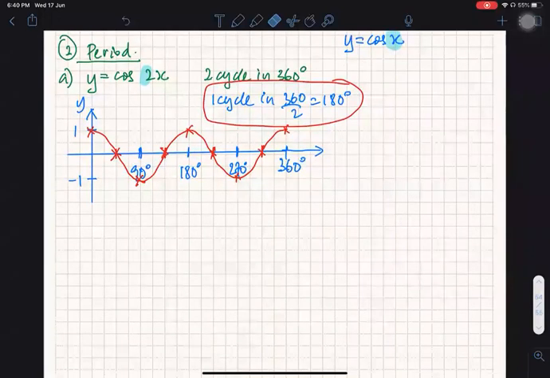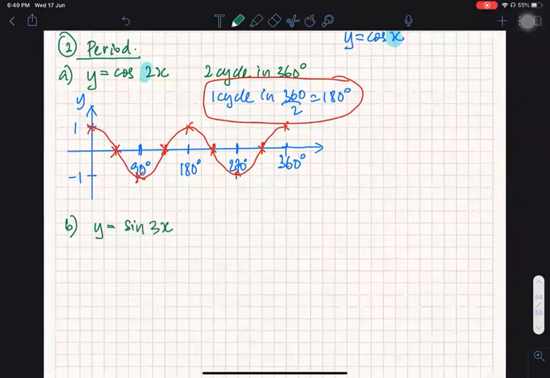Now let's do 3x. So that means they're asking you to move faster. I want 3 cycles in 360. It's always 360. Your time is fixed at 360 degrees, 1 unit circle, 1 rotation. So you need to make 3 rotations in 1 circle, 3 rounds in 1 circle. So y equals sin 3x. 3x means 3 cycles in 360.